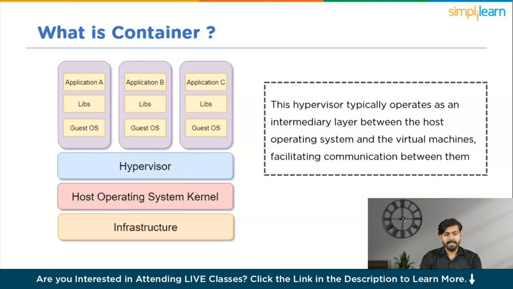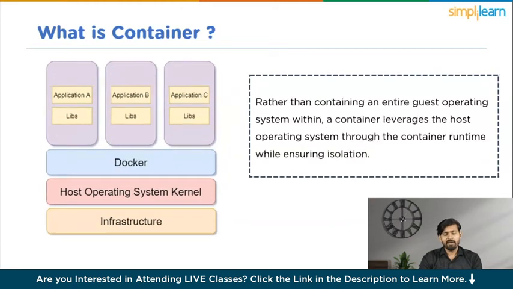Now if you look at this architecture, guys, you can see there are application A, application B, and application C. The overall architecture of a virtual machine includes a hypervisor beneath it, then there is a host operating system kernel, and then there is the infrastructure. The hypervisor typically operates as an intermediary layer between the host operating system and the virtual machine, which facilitates communication between them. Whereas if I talk about Docker, you can see that rather than containing an entire guest operating system within, a container leverages the host operating system through the container runtime while ensuring isolation.